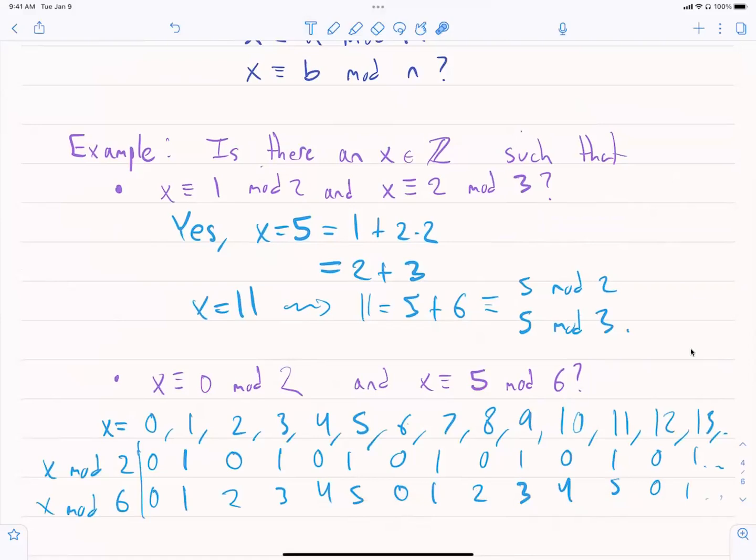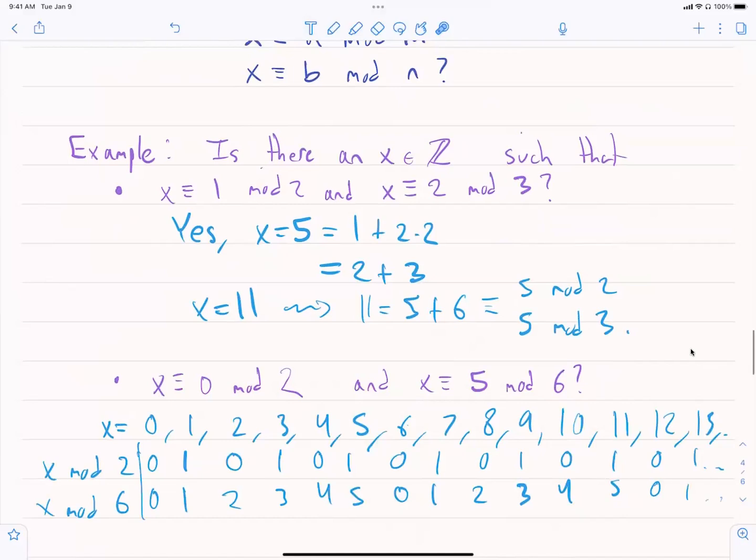So somehow every 12 things, this pattern is just going to repeat on both sides. Good, but in fact, a little bit more. So somehow there is no solution to this congruence. But in fact, a little bit more is true. It's not just true that this repeats every 12 steps, this repeats every 6 steps.